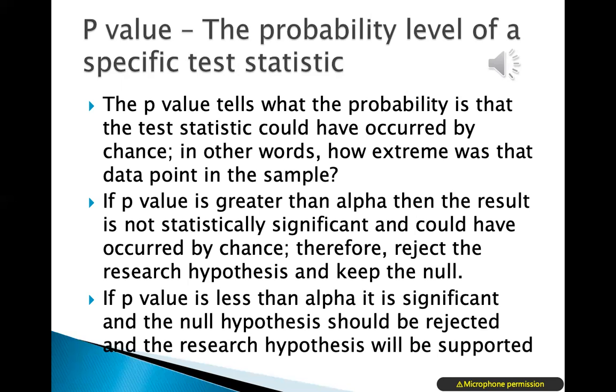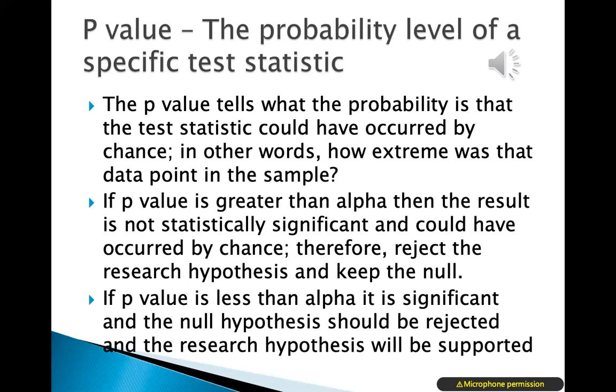So I said that we would compare p-values with alpha values. So what we do is if the p-value is greater than the alpha value, then the result is not statistically significant and it could have occurred just by chance. In saying that, what we do is we reject the research hypothesis that we found something important, and we keep the null hypothesis that says there was no significant difference.